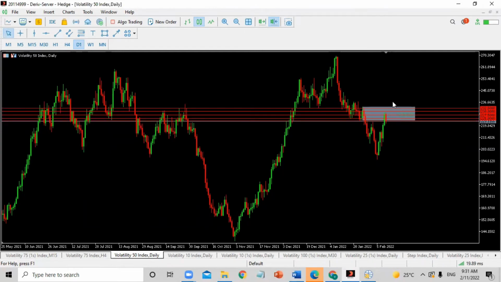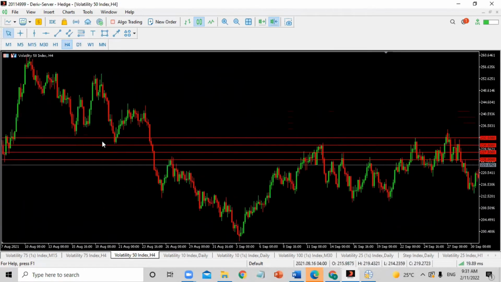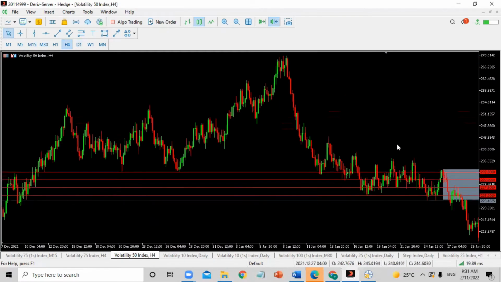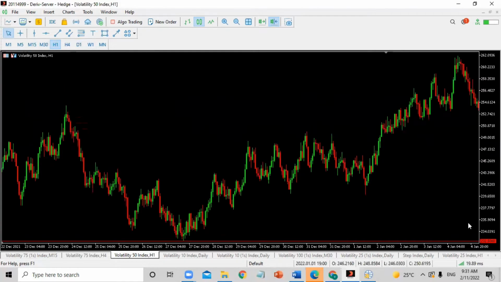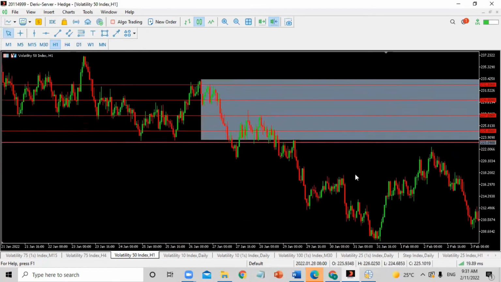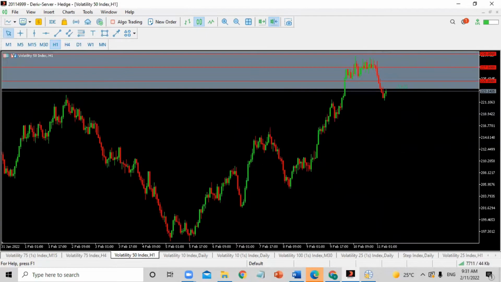So now we pick this up on the daily, so we can scale down. We could even maybe place entries on the H1 or M30, just depending, right? So let's scale down. Let's see how price reacted. It will be respecting these strike levels.